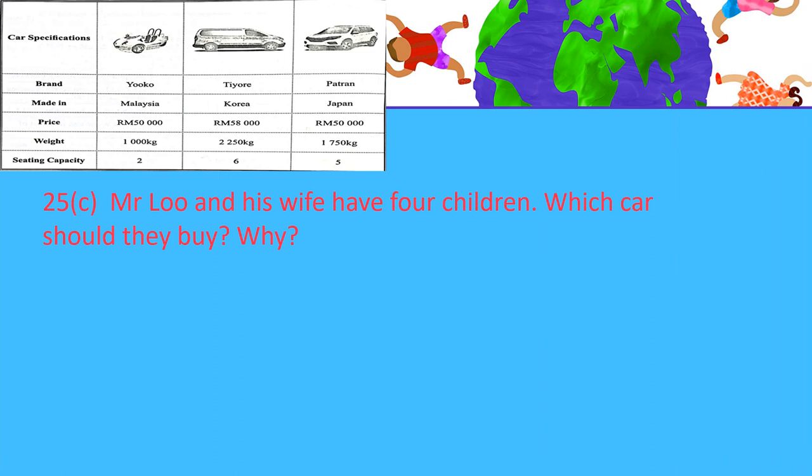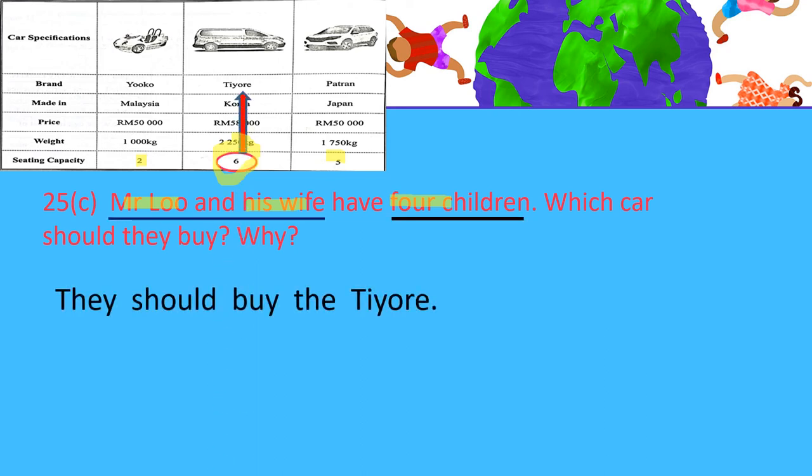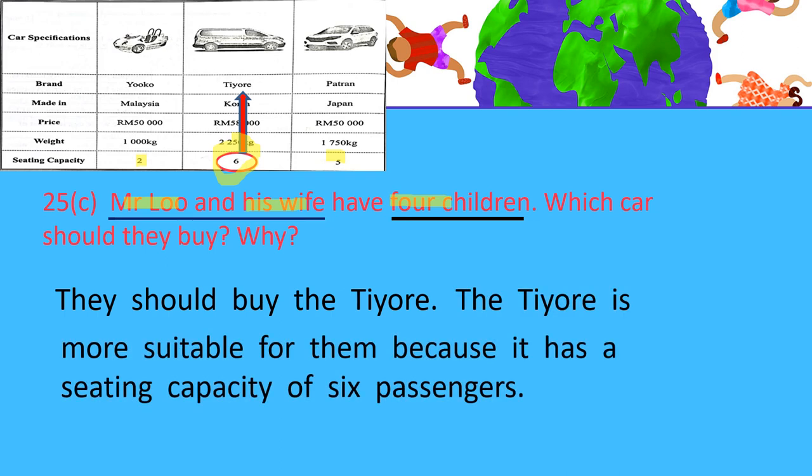Mr. Lee and his wife have 4 children, which car should they buy? Okay, so how many people here? 4 children, his wife 5, and then Mr. Lee 6. So 2 wrong, 5 wrong. So which one has 6? Tiore, they should buy the Tiore. Even with some more, the Tiore is more suitable.